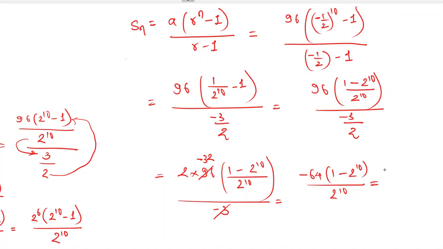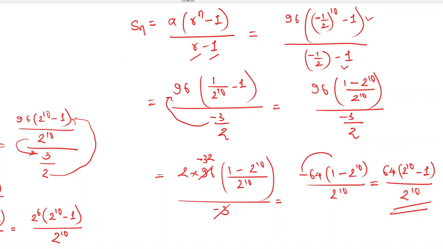No, but there is a minus sign. So what you do is you multiply this minus sign inside. So it becomes 64 bracket 2 raised to 10 minus 1 upon 2 raised to 10. Now you got a similar situation in the previous question. Here what I have done, I have taken r minus 1. Okay, so my denominator was negative and this bracket was also negative. But when the negative sign from the denominator came into the numerator, this negative sign got multiplied in the bracket and the bracket also became positive.